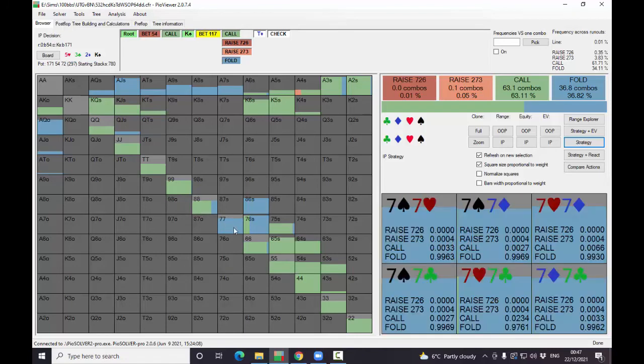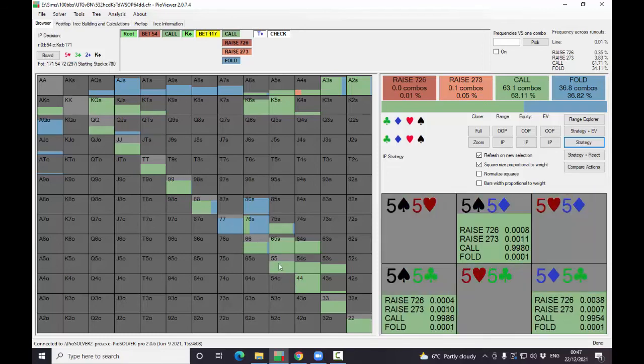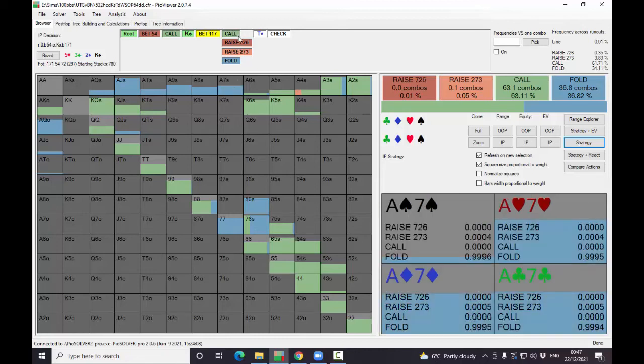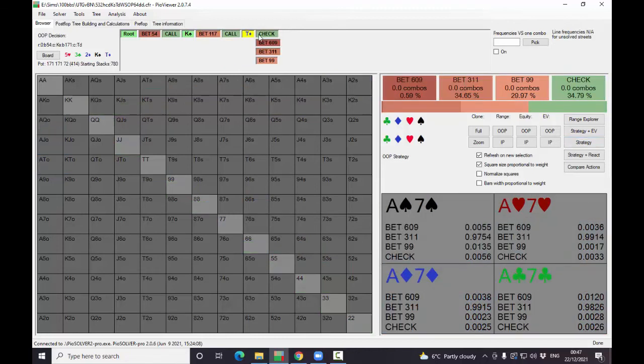7s pure folds. 6s mostly calls. And you might say, well, why is 6s calling and 7s is folding? Well, the reason is 6s has the gut shot. So it has that backup of the ability to make a very strong hand on the river. So I do just call. And then we get the 10 of diamonds on the river.